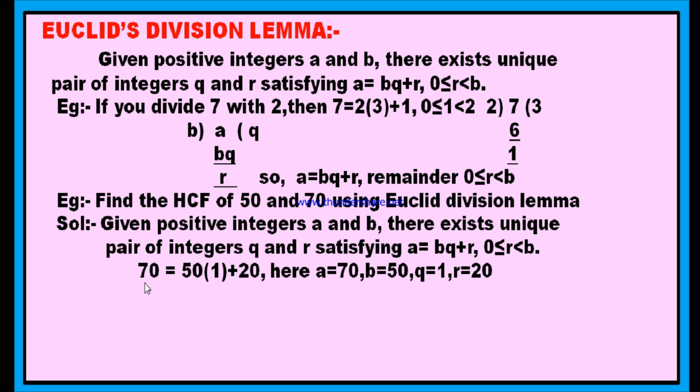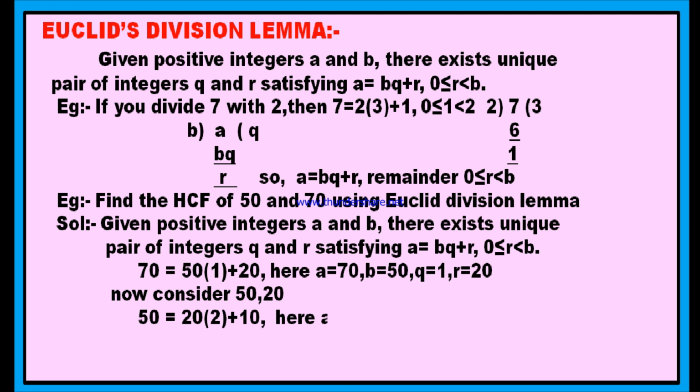In the first case you took 70 and 50. In the next case we have to consider the divisor and the remainder from the previous step. Now consider 50 and 20. Out of 50 and 20, 50 is greater than 20. Therefore divide 50 by 20. Now you can write 50 as 2 times 20, what is 2 times 20? 40. And what is the remainder? 10. Therefore 50 is equal to 20 into 2 plus 10. Here a is equal to 50, b is equal to 20, the quotient is 2 and the remainder is 10.